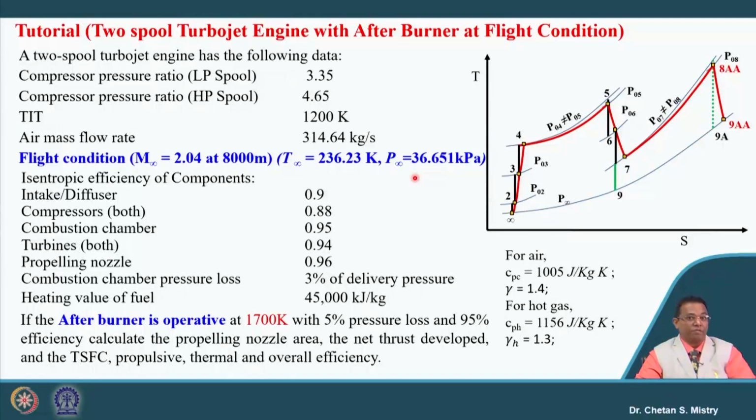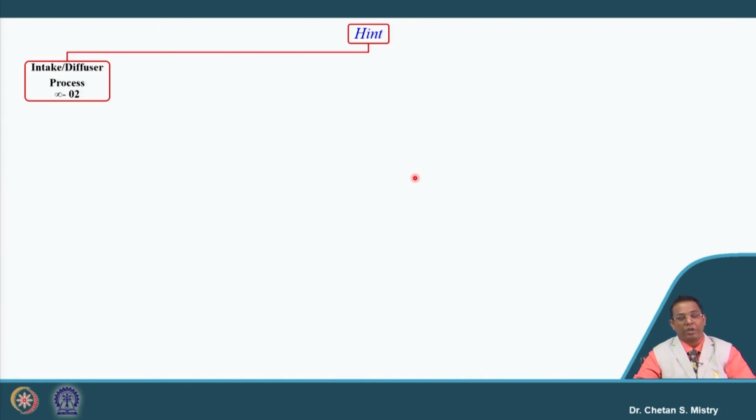So be careful when we are talking about the flight condition. Under that flight condition my altitude is changing, and because of the change of altitude my entry temperature and my entry pressure also will be changing. Let us solve the same numerical considering the afterburner is operative and the temperature at the exit of my afterburner is 1700 Kelvin. Okay. So let us try to understand what we will be doing here.